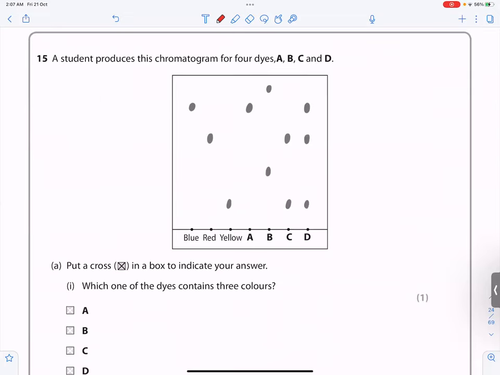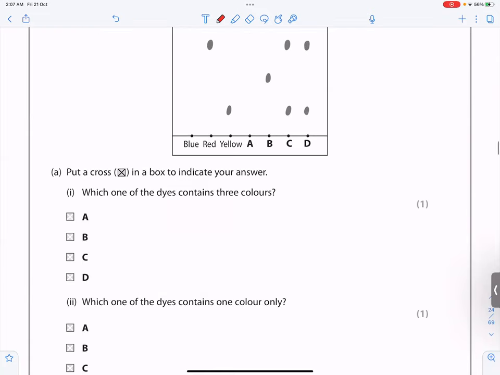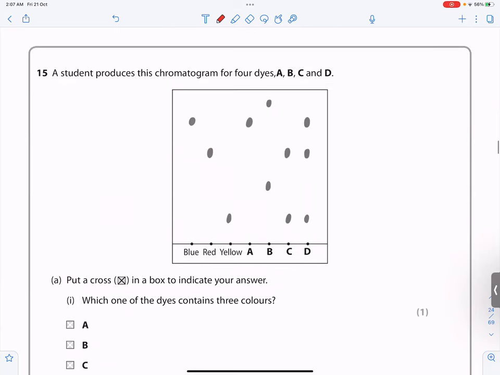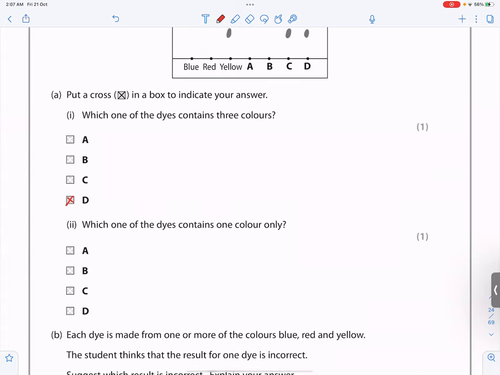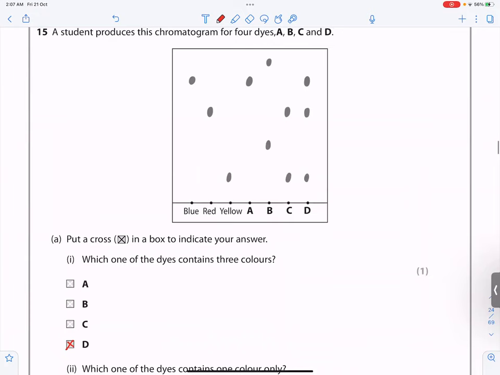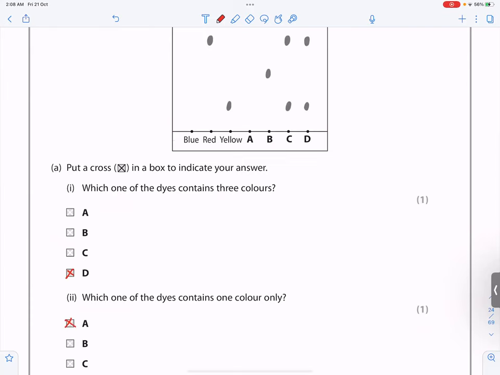Question 15, a student produces this chromatogram for four dyes A, B, C, and D. Place a cross in a box to indicate your answer, which one of the dyes contain three colors. طبعا هنبص vertically, هنلاقي ان D contain three dyes. يعني three spots, يبقى في three dyes. يبقى D. بعد كده, which one of the dyes contain only one color? هنبص على dye A, هنلاقي عندها one color بس. يبقى هي A.